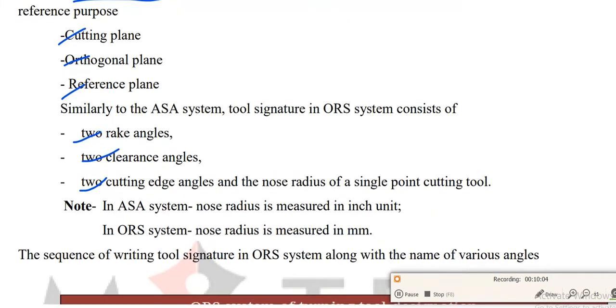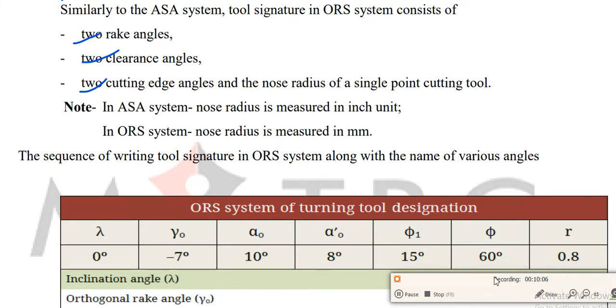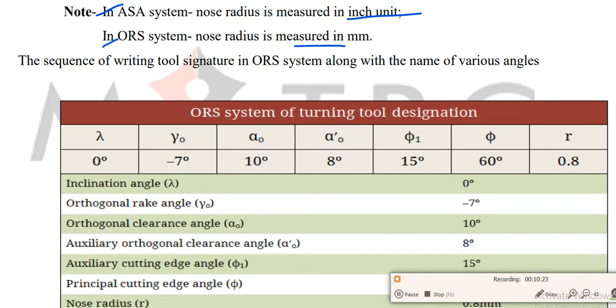So we can say from the observation that in ASA system, nose radius is measured in inch unit, and in ORS system it should be measured in mm. So further, if we are looking at this table, the table shows the sequence of writing tool signature in ORS system along with the name of various angles. So these are the various angles for the ORS system.